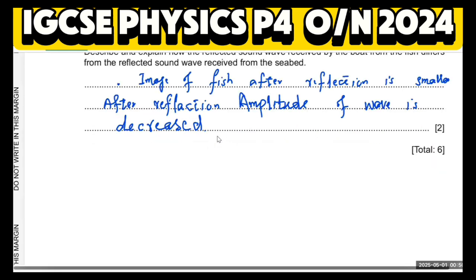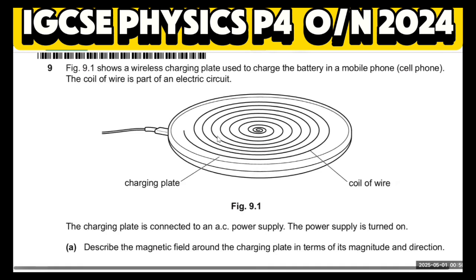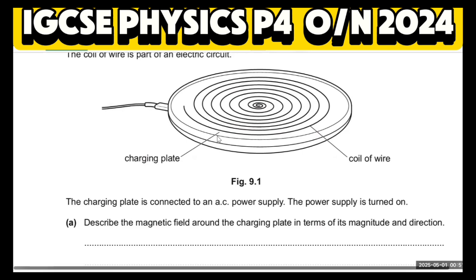Okay, next question. Question number 9. Figure 9.1, a wireless charging plate charges the battery in the mobile phone. Cell phones nowadays have a coil behind the mobile phone. The coil is wired to an electric current. We know that this is electromagnetism. When the current passes through the coil, it behaves like a magnet, which is called an electromagnet.